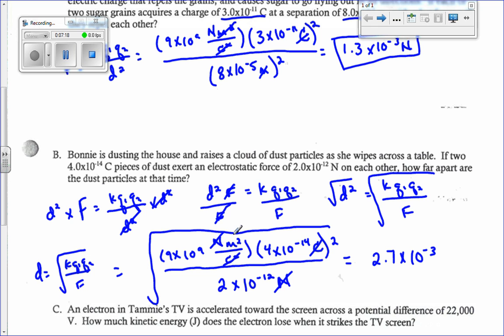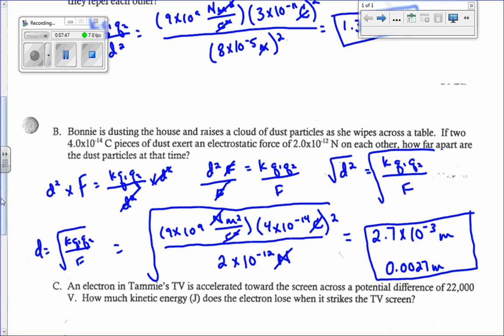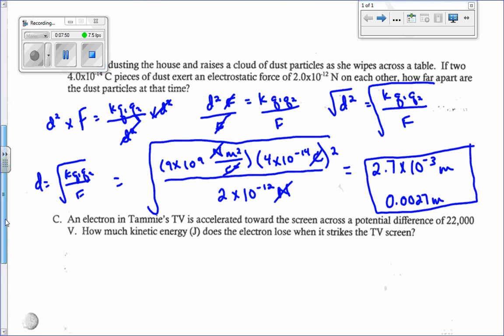Alright, we have meters squared, but the last operation you're going to do is take the square root. So the square root of meter squared is meters. Your calculator on Monday may give it to 0.0027 meters. It's the same number. This is just in scientific notation. So you're going to make sure you can get the right answer on Monday, on these example problems before you actually do the practice problems.